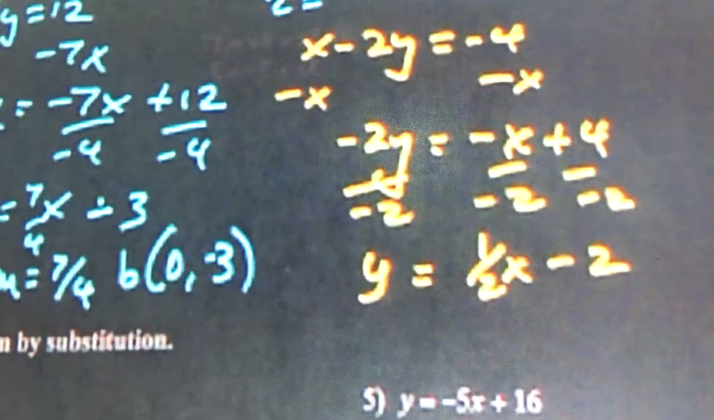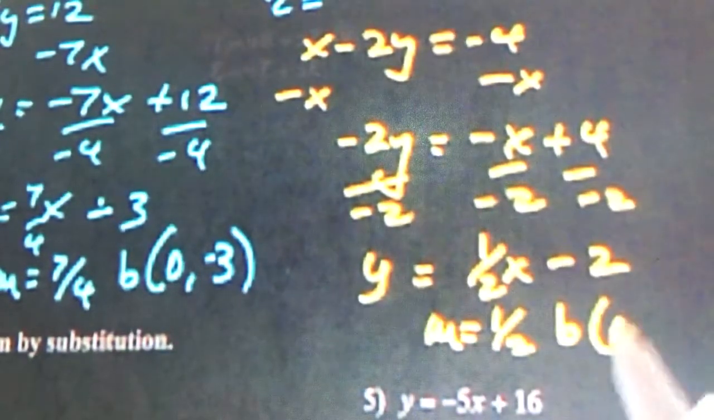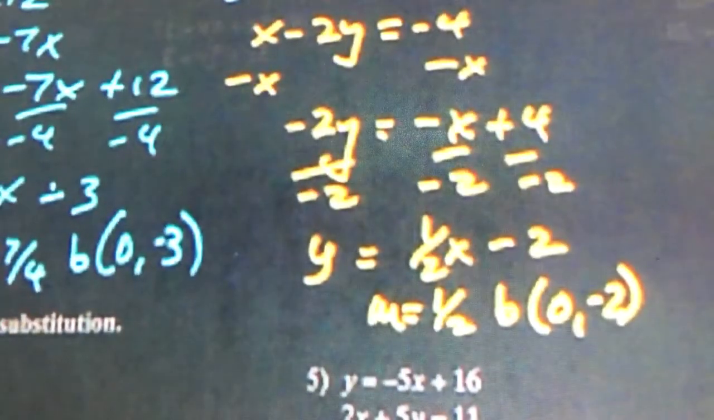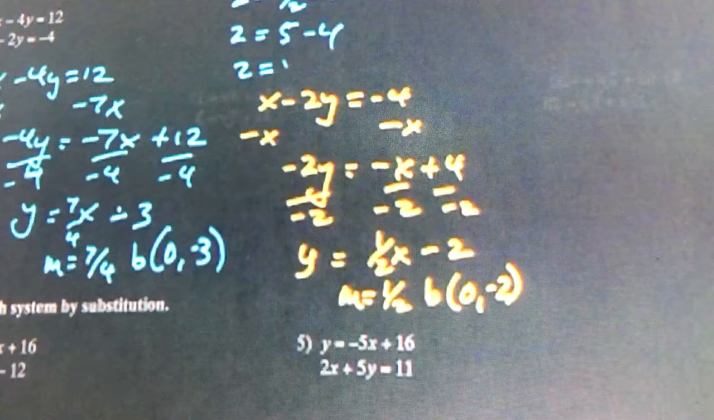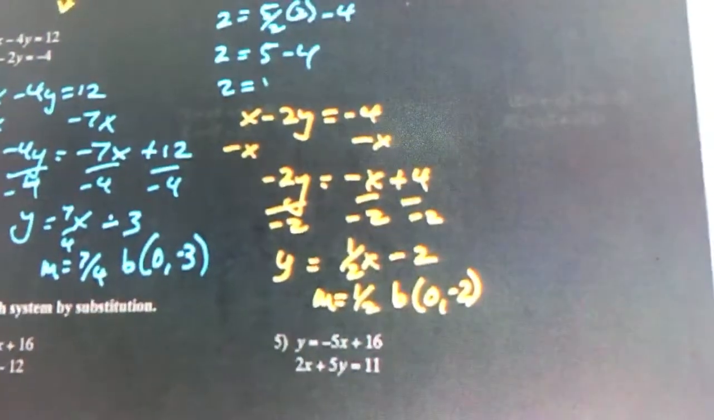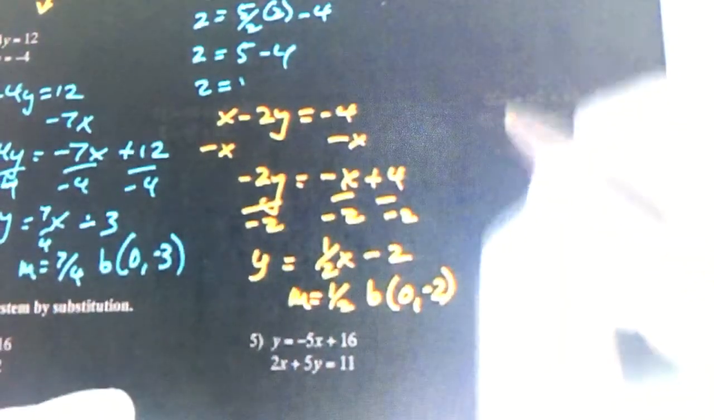So we have the two lines now. Our slope is 1/2. Our b is 0, negative 2. And we're ready to graph this system of equations. We're going to get two lines and we're going to see where they cross. And then we'll find our point of intersection as our solution point.